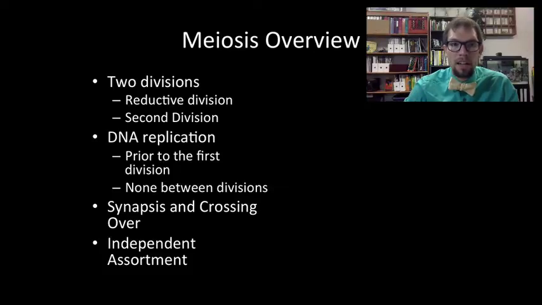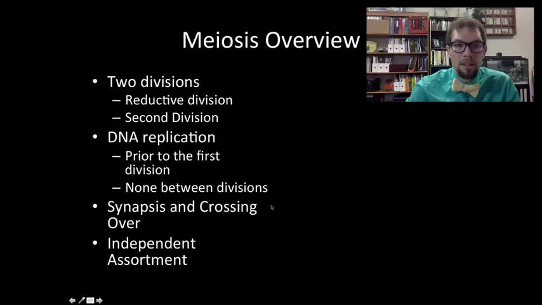The second division is going to further separate it. So we've got to separate the homologous chromosomes, and we also have to separate the sister chromatids. So the homologous chromosomes get separated during the first division. The sister chromatids get separated during the second division. DNA replication does occur during meiosis. It occurs before the first division, but there is no replication between the two divisions of meiosis.